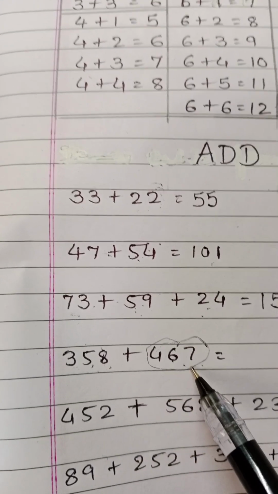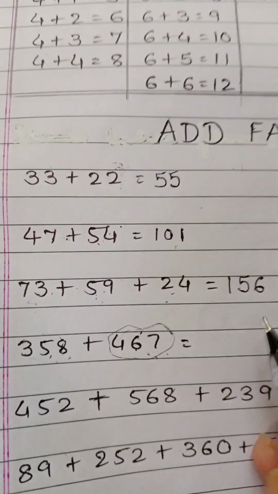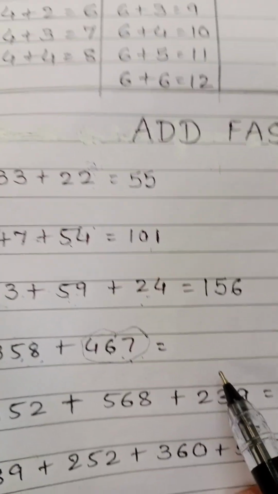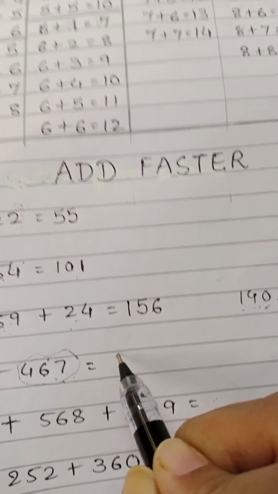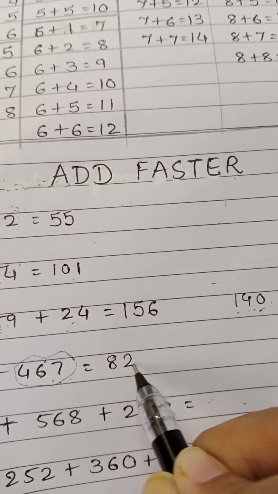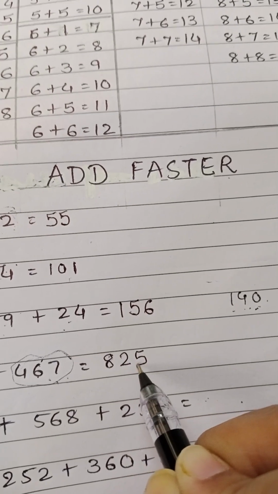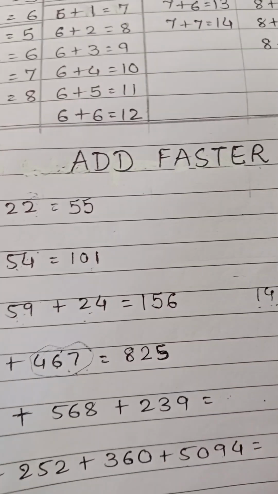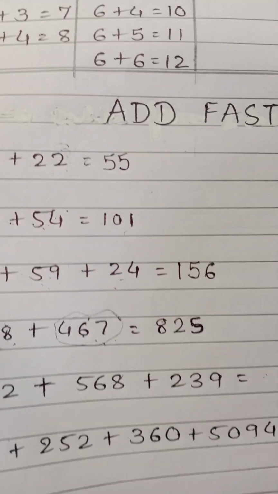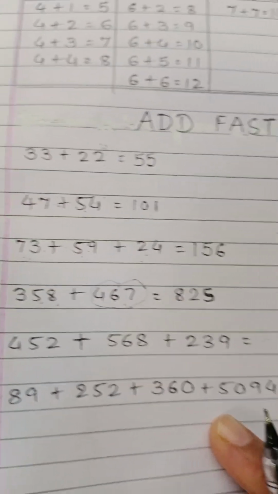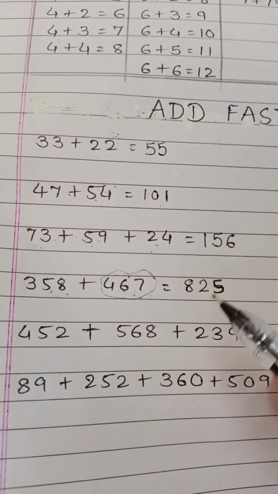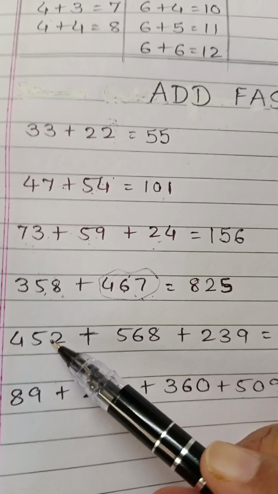Now 8 plus 7. 8 plus 7 is 15. So add 15 in 810. So 820 and 5 more. So it will be 825. The total will be 825. So just try the same way.